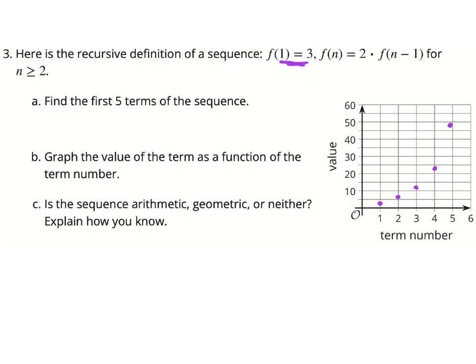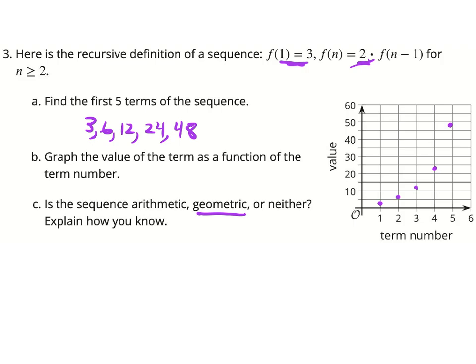Find the first 5 terms of the sequence. So 3, 6, 12, 24, 48. We graphed it. Is the sequence arithmetic? It is geometric, because we're multiplying by the same thing each time. And this is how we know.